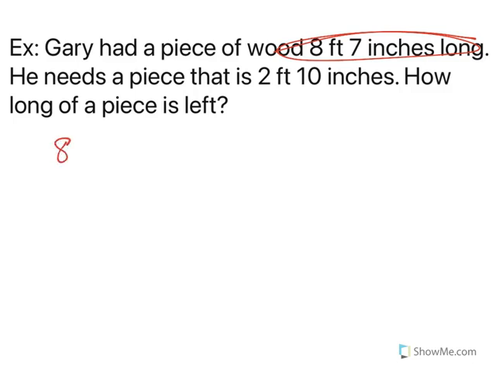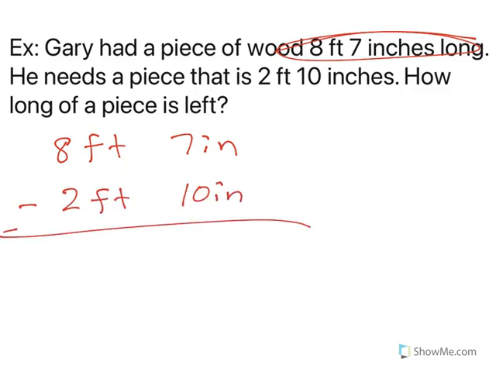So if I have a piece that is 8 feet, 7 inches, and I'm going to cut off a piece that is 2 feet, 10 inches, how much is left? So we're subtracting. Now, when I look to subtract 7 inches minus 10 inches, I can't do that. I cannot take 10 away from 7. So we have to do the idea of borrowing, right?